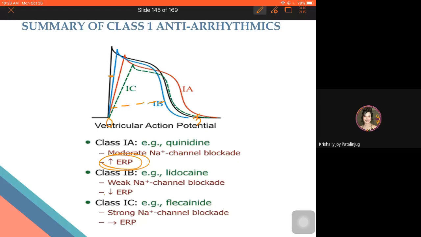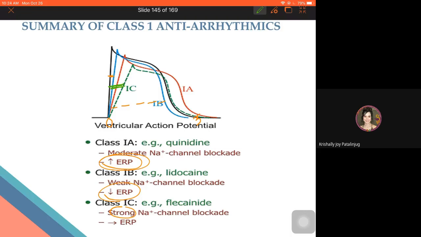And then finally, kapag class 1C, they have strong sodium channel blockade. Therefore, if may strong blockade of sodium channel, we would expect na ang inclination ng depolarization ngayon, mas naka-inclined. Tingnan yung kulay green. Kapag mas slant, mas inclined ang line ng depolarization, ibig sabihin, mas matagal ang na-consume na oras compared sa without drug. Na-delay niya yung depolarization.